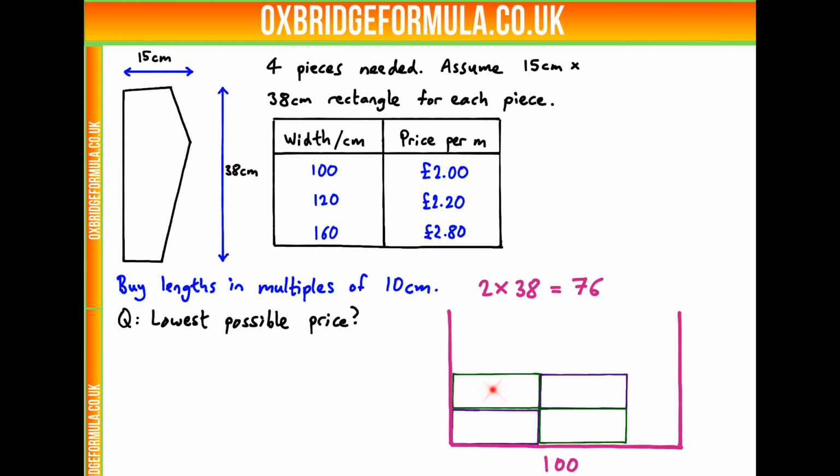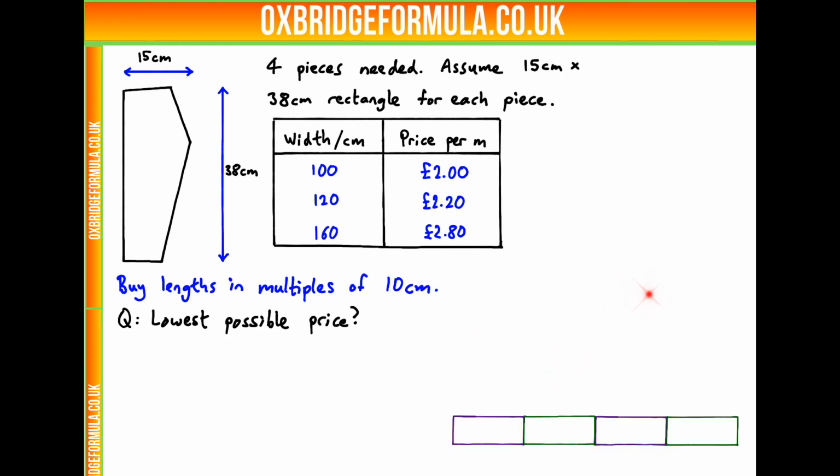So maybe a next logical step would be to consider the width if we have all 4 rectangles going lengthways to use the maximum width possible. What would that look like? So if it looks like this, what's the total width? Well, 2 times 38 was 76. Therefore, 4 times 38 is 152.